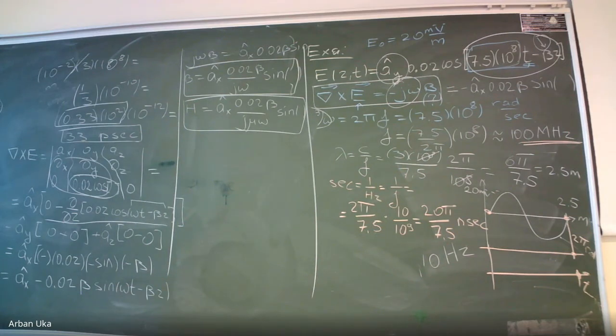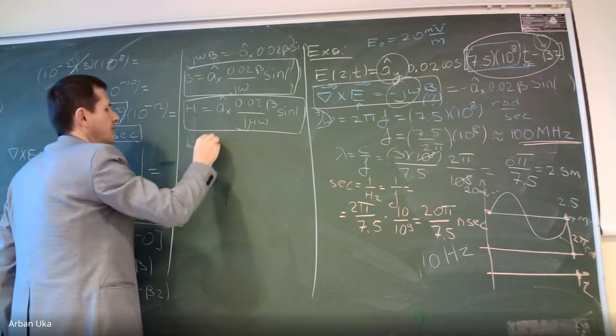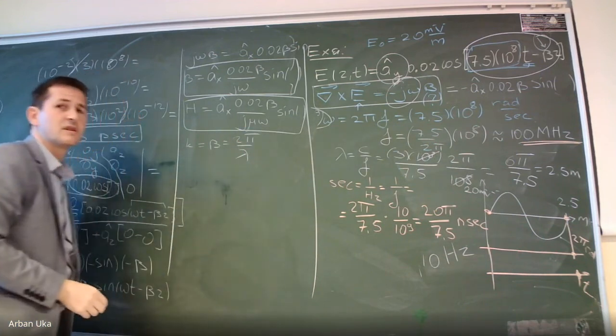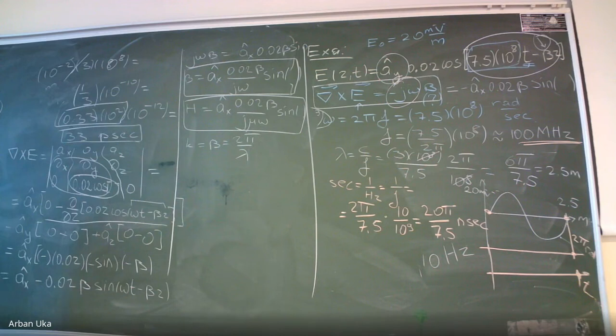Now, that is because this K or beta is something like this actually. And now you know the lambda, we found it because lambda was related to omega through frequency and through the speed of light. So we can get all of these.